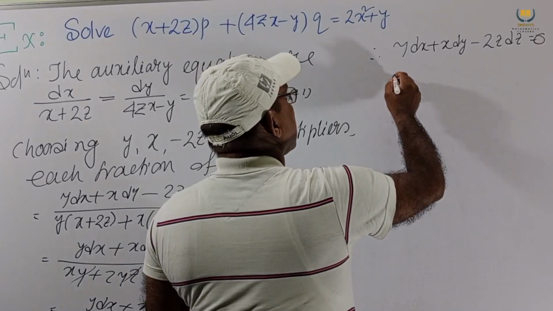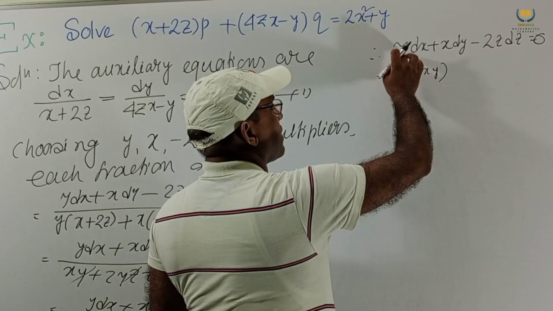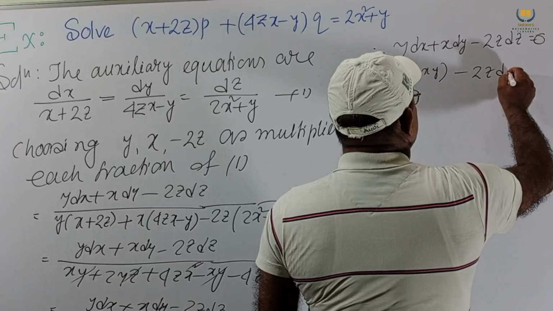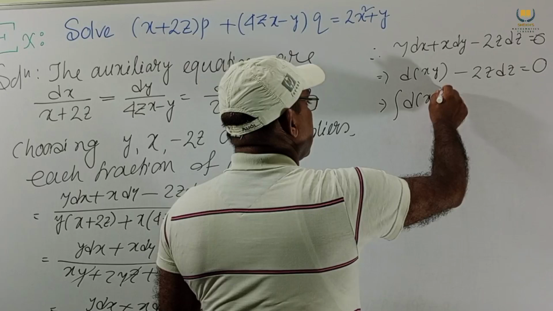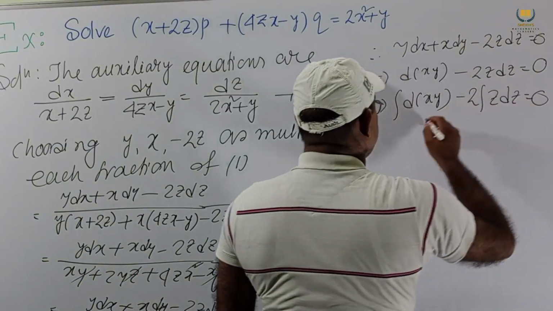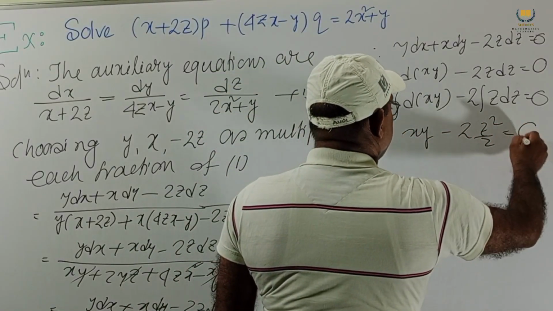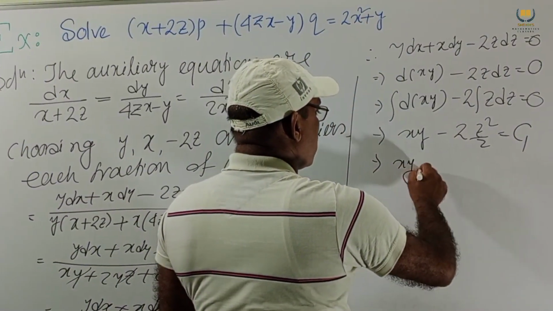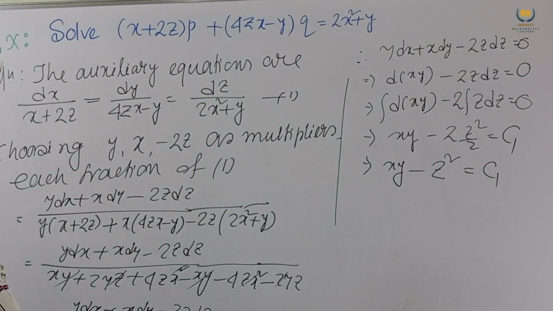Now integrate. So this can be written as d of xy, because variables are different. This is y, this is dx, this is x, dy. We write in this way, 2z dz equal to 0. We integrate both sides, d of xy minus 2z dz equal to 0. This is xy minus z square by 2. If we integrate, this is c1, and this implies xy minus z square equal to c1. We get the first solution.